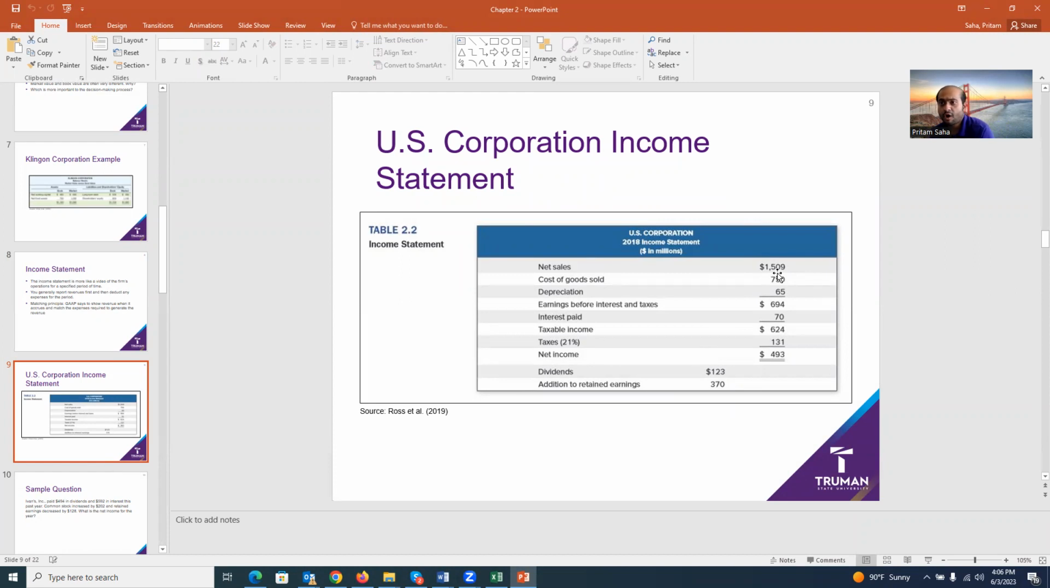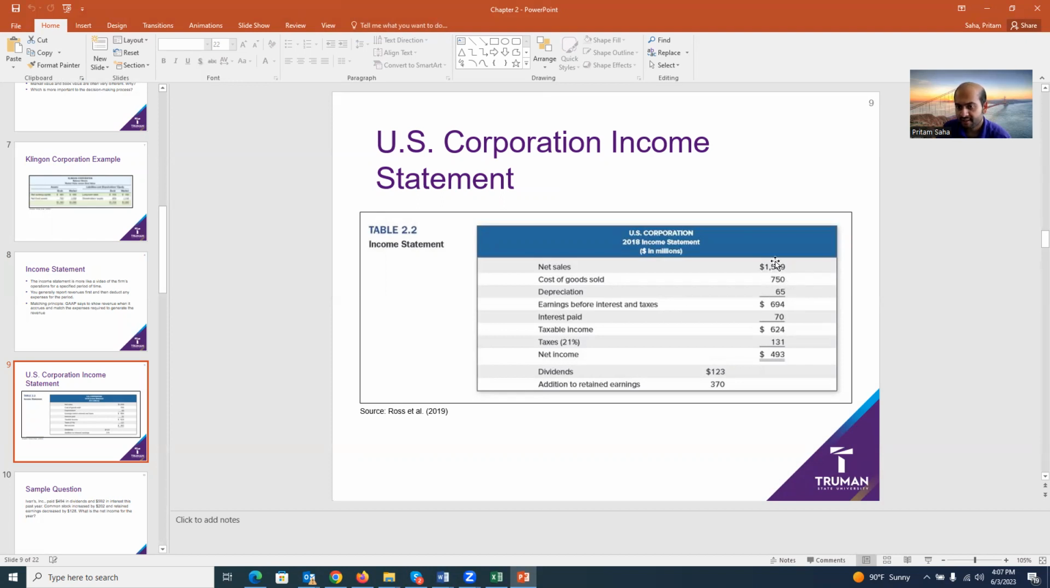Sometimes we call it just cost, direct cost, or cost. Depreciation. I already told you what depreciation is. If you have fixed assets for usage, you're losing some value. Depreciation only accounts for that year's depreciation. Okay, only one year of depreciation.